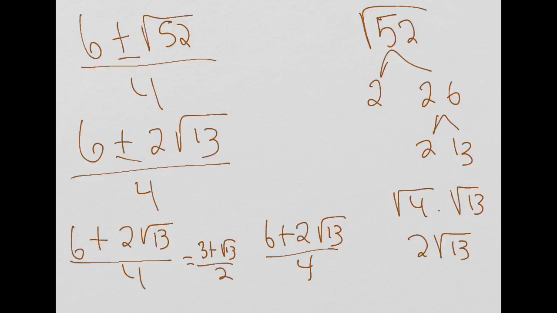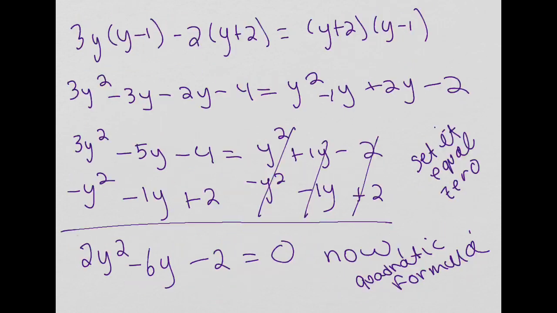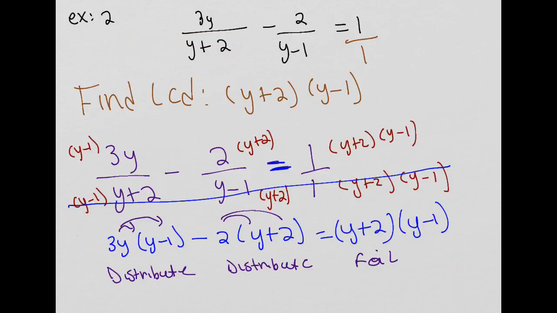I used plus in both. Come on, you should have told me that. If I make a mistake, you tell me in the comment section. And this is going to be 3 minus square root of 13 over 2. And there you go, our two very long answers for this beautiful quadratic equation. This one is a long one.